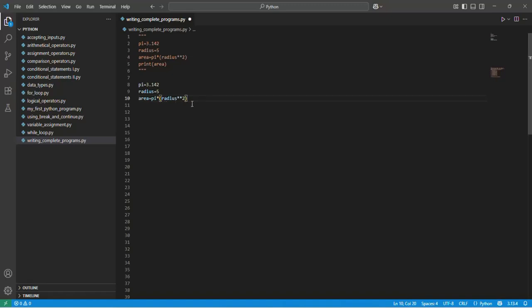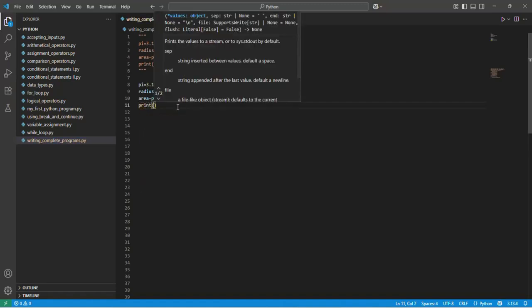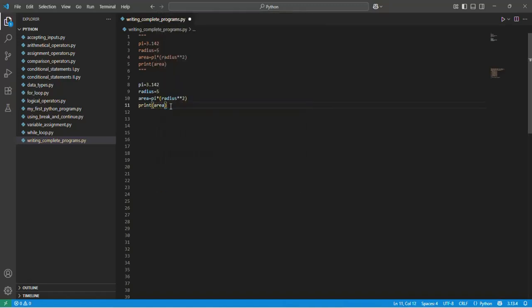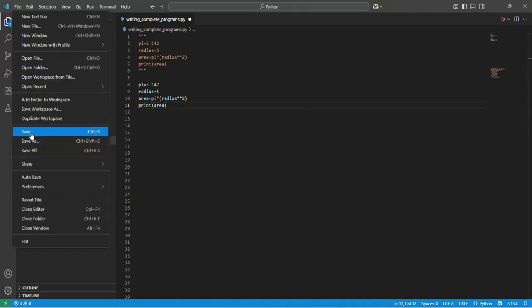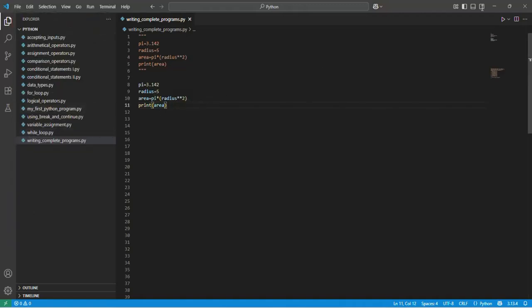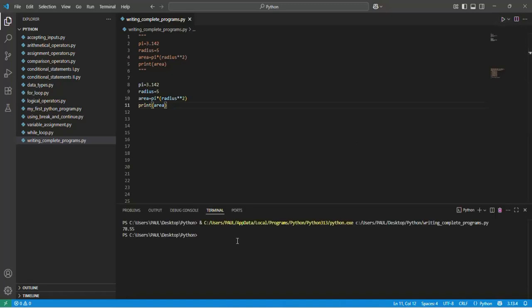Okay, so now I want to print area. So print area. Okay, now I save. So if I run, you see it has calculated the area, which is 78.55.